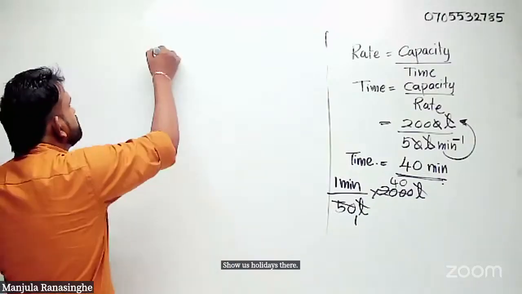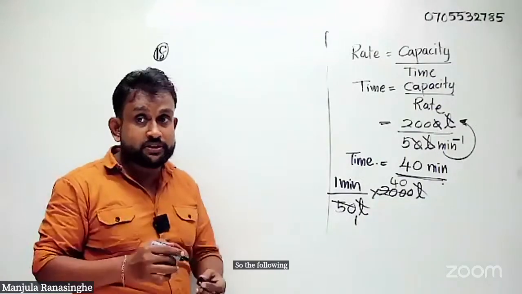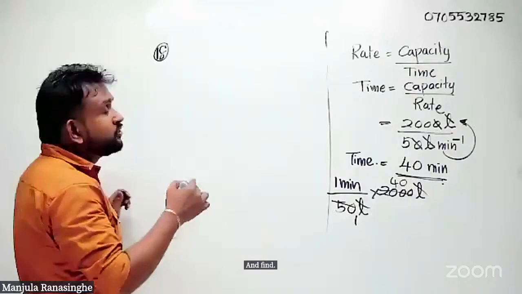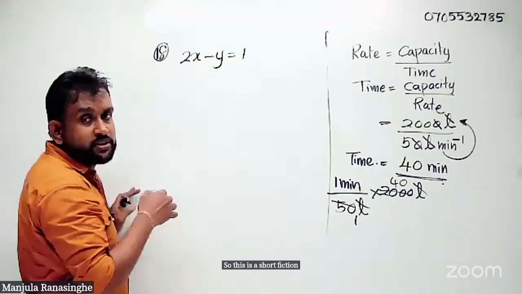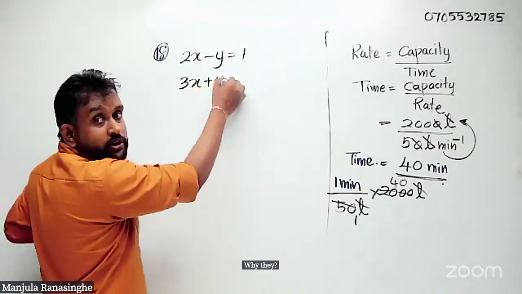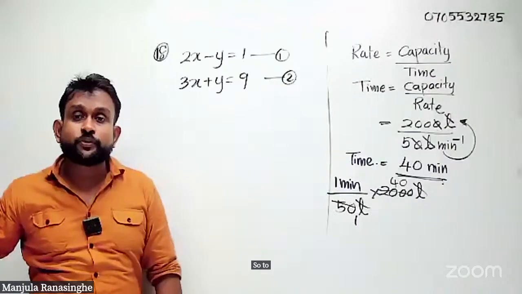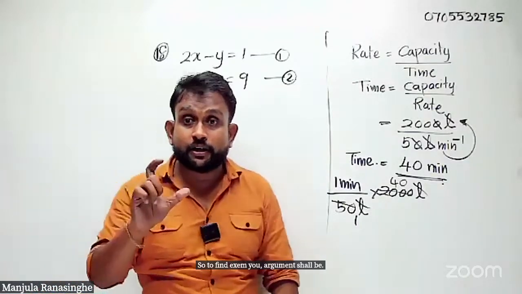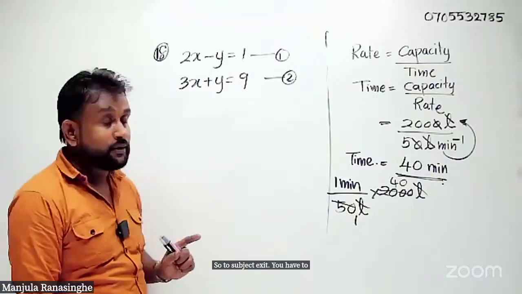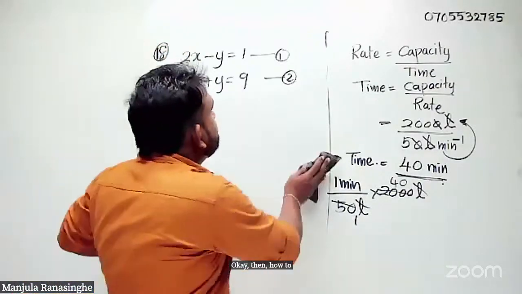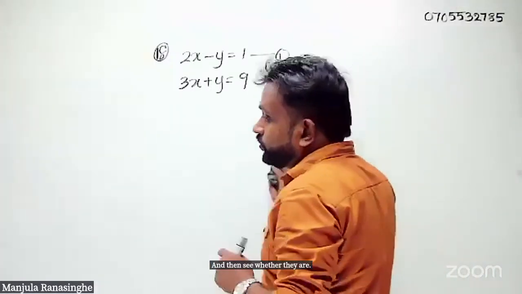Okay, right. Question number 18. Solve the following pair of simultaneous equations and find the value of x. So they are asking the value of x. This is a short question in paper one. Why have they given this type of question in paper one? They are asking for x. So to find x, your argument shall be this: eliminate y. To make x the subject, you have to eliminate y. Then how to eliminate y? The y coefficients should be equal to eliminate, and then see whether they are equal in sign or not.